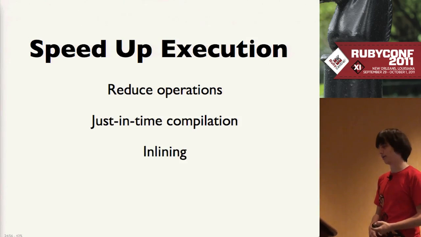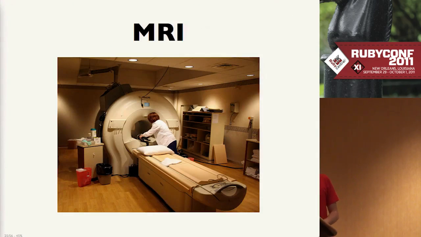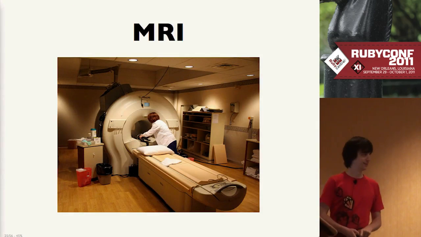You can do inlining, and you can speed up search, because then your execution is faster, because the main part of the execution is just looking for methods. All right, MRI.